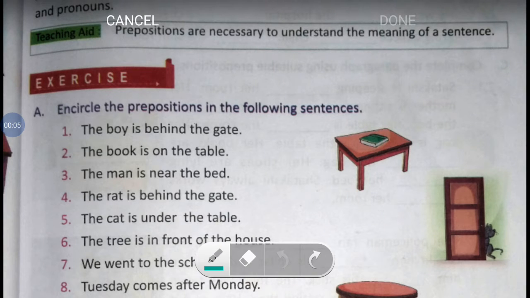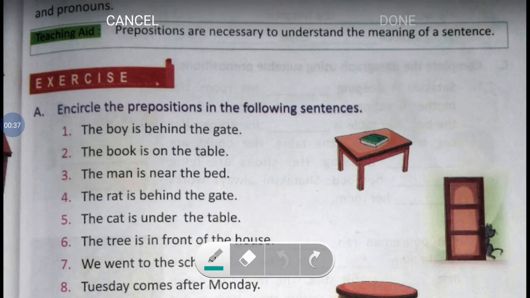Students, we are doing chapter number 14, prepositions in English grammar, and we have learnt that the words that show relation of one noun to another noun in sentences are called prepositions. Okay, so keeping that in mind, we have to solve the exercises given in your chapter. Let's see what we have to do in exercise A. In exercise A, we have to encircle the prepositions in the following sentences. Okay, so let's begin with it.